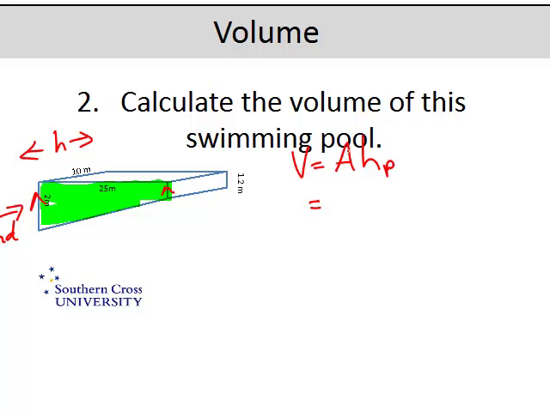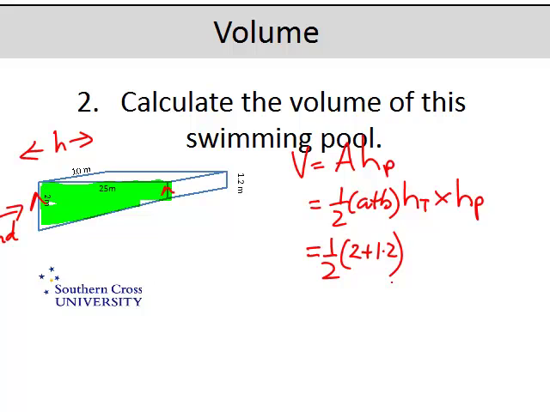Now the area of the end is a trapezium, so that's a half A plus B times by H, but that's the height of the trapezium times by the height of the prism. A little confusing, but nothing too drastic that we can't live with. So that's a half times 2 plus 1.2 times by the height of that trapezium, which is 25 metres, times by the height of the prism is 10 metres.